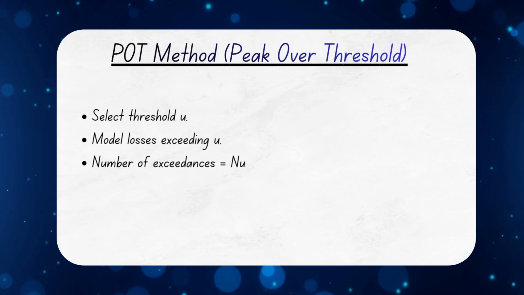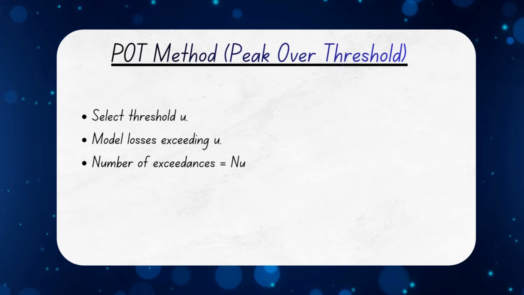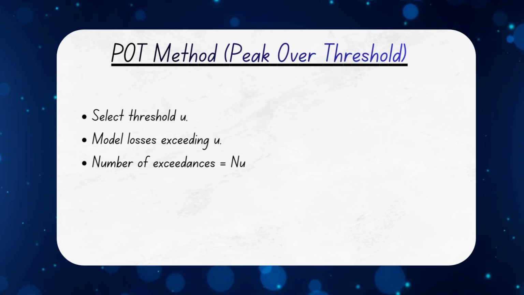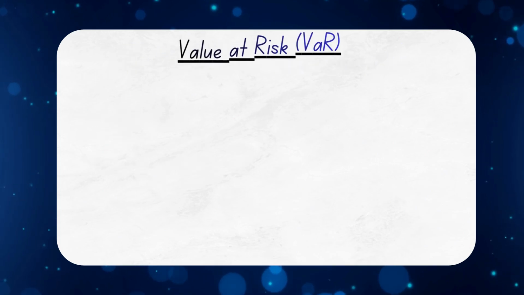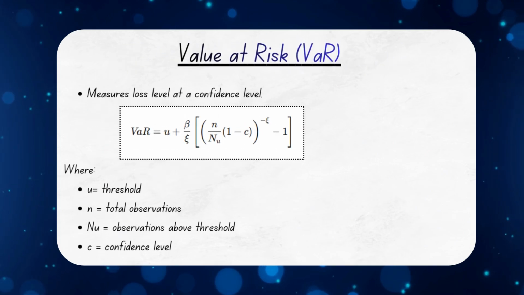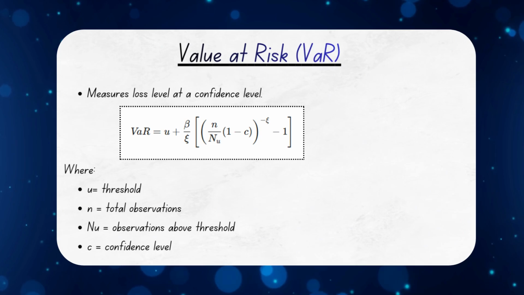In this approach, we choose a threshold u and model only the losses above it. The number of exceedances is denoted by N_u. POT allows us to estimate risk measures like value at risk and expected shortfall using extreme loss data.